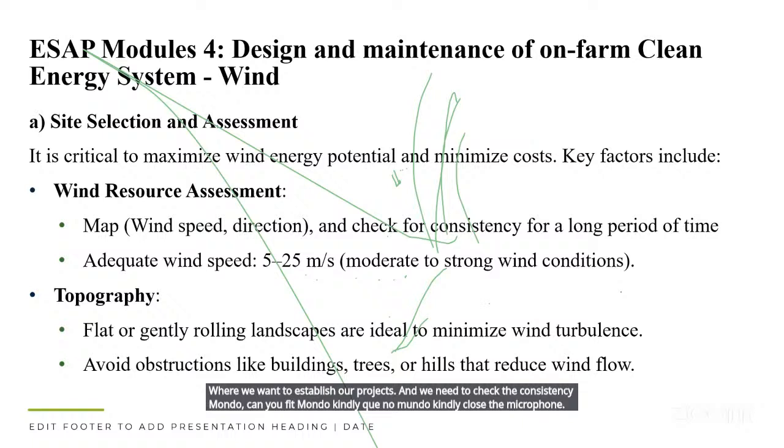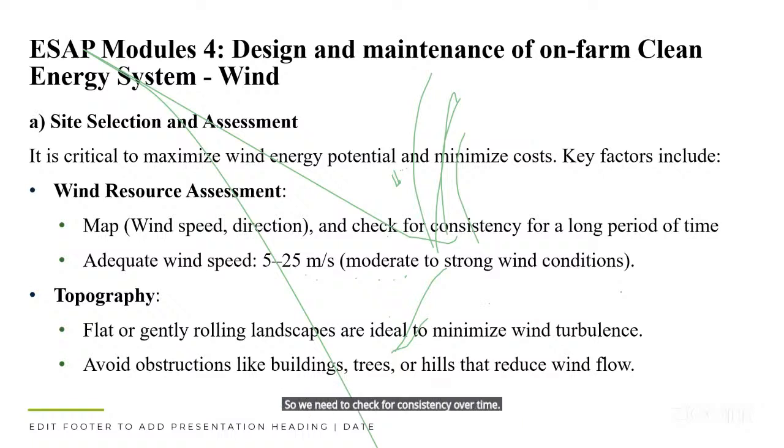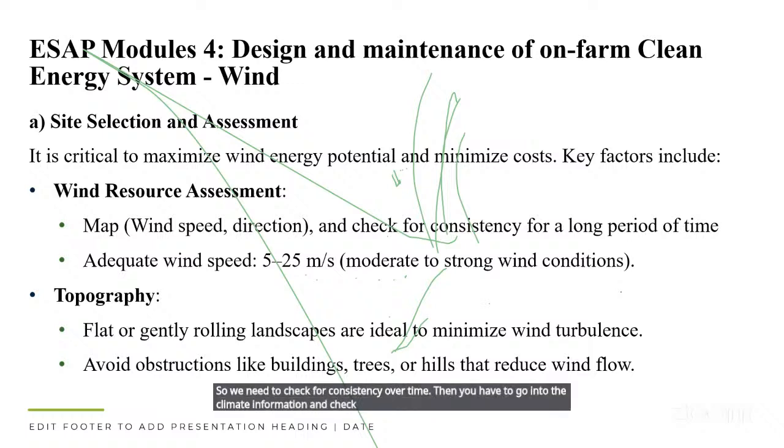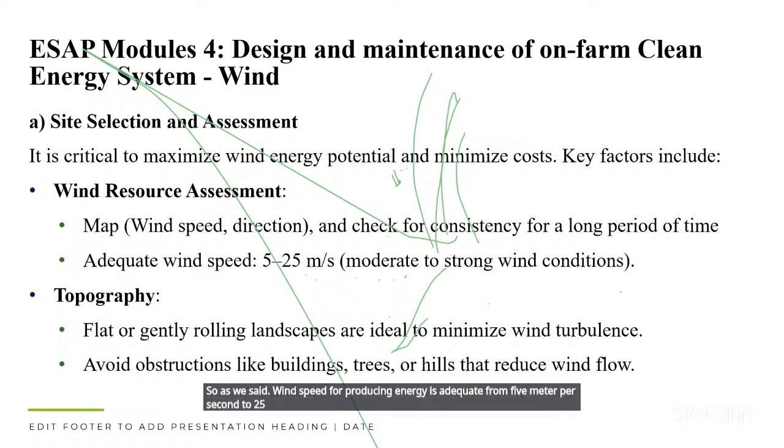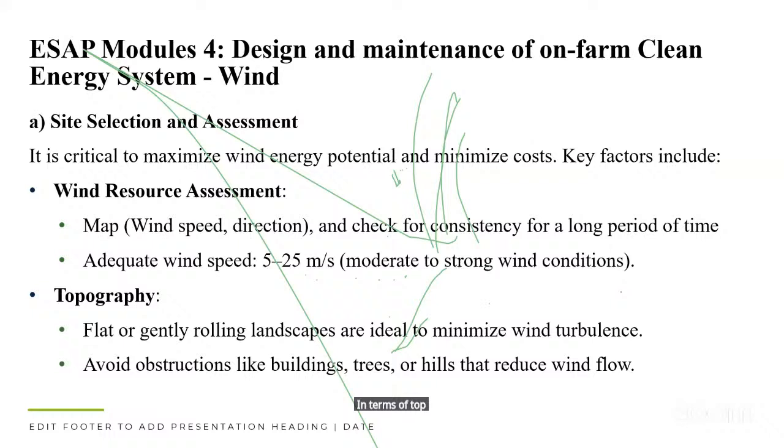So we need to check for consistency over time. Then you have to go into the climate information and check how the wind speed has been behaving for the entire climate period. So as we said, wind speed for producing energy is adequate from 5 meters per second to 25 meters per second. So we need to cross-check if the magnitude of our wind speed is within the range of adequate wind speed. In terms of topography, we need generally to look at flat area or gently rolling.